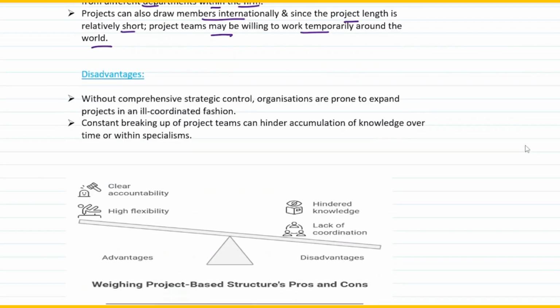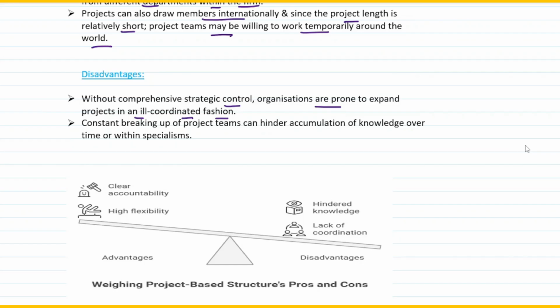First of all, without comprehensive strategic control, organizations are prone to expand projects in an ill coordinated fashion because it is for a very short time. So the strategic control is relatively lower, or it's not comprehensive. So what it can do is that they may be prone to expand the projects in an ill coordinated way, so there may not be a balance, right?